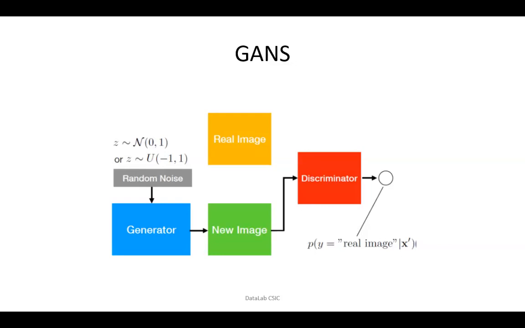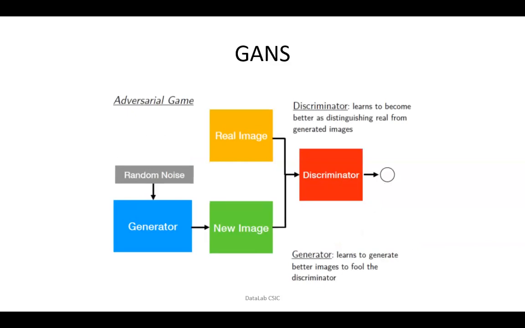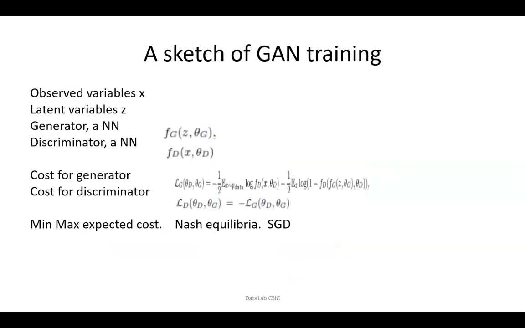The discriminator tries to determine which are actual images and which are generated fake images, right? There's a competition. The generator is a neural network with some parameters. The discriminator is a neural network, and the loss of one is the negative of the other, so it's a zero sum game, and basically in this case we aim at computing Nash equilibria, and that's it.